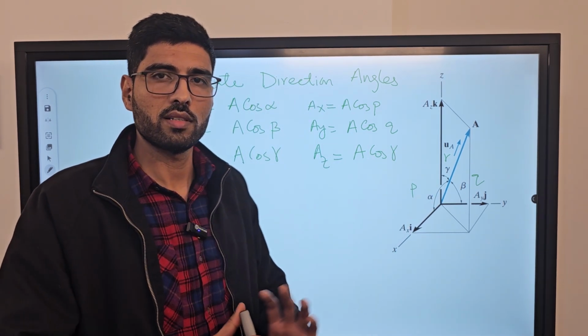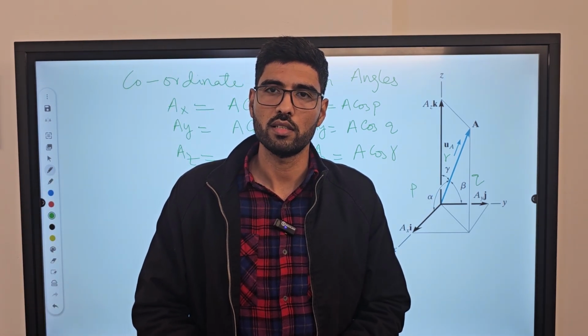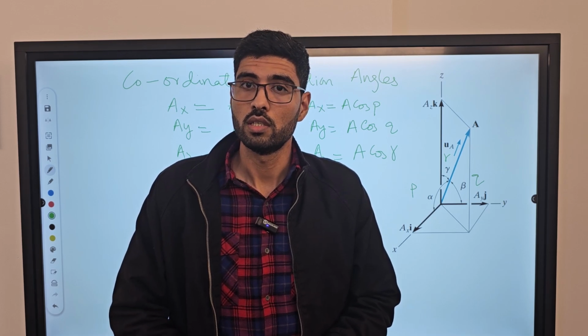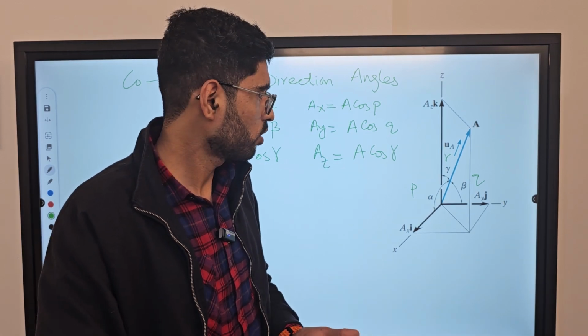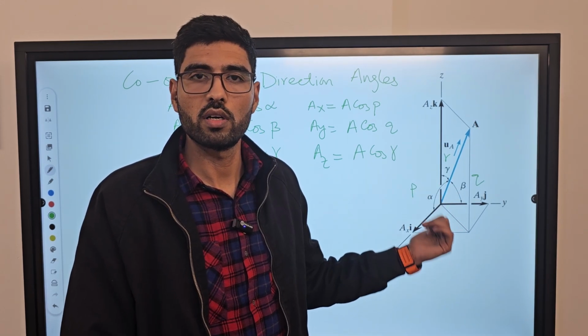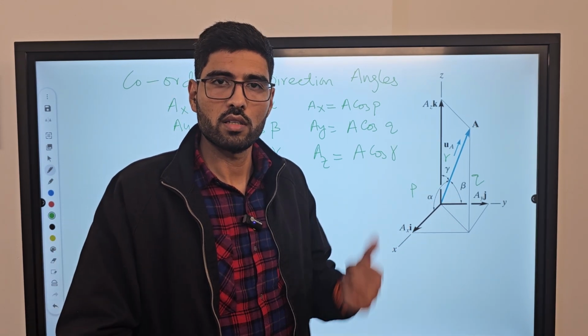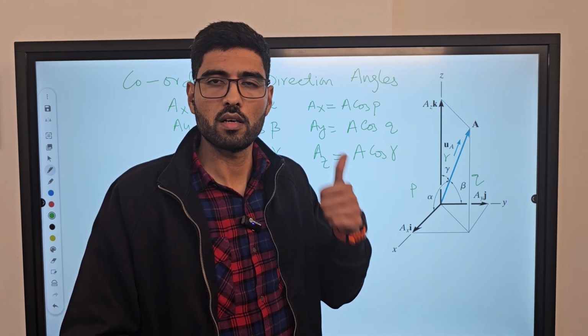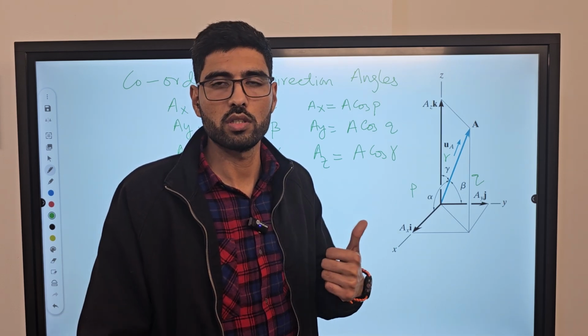So whichever angles are given, AX, AY, and AZ will be the cos components, since the angles which are given are already made with those particular components. Again, the thumb rule is that the component with which the angle is made is always the cos component.